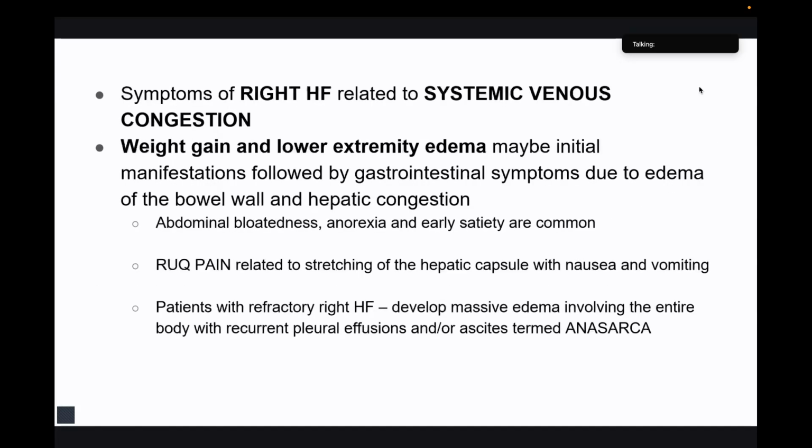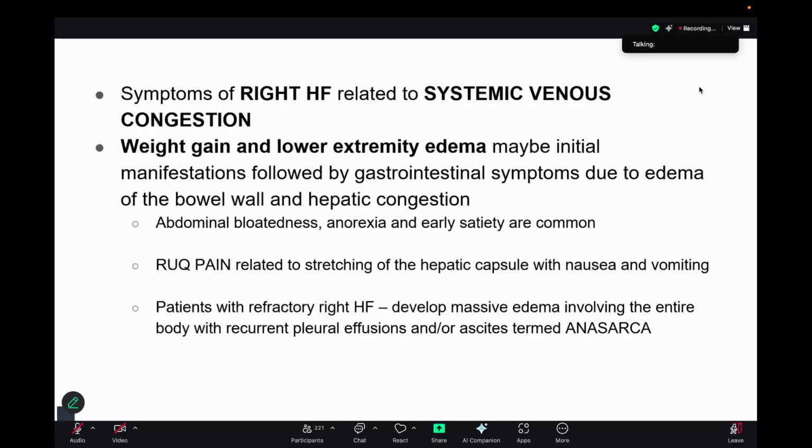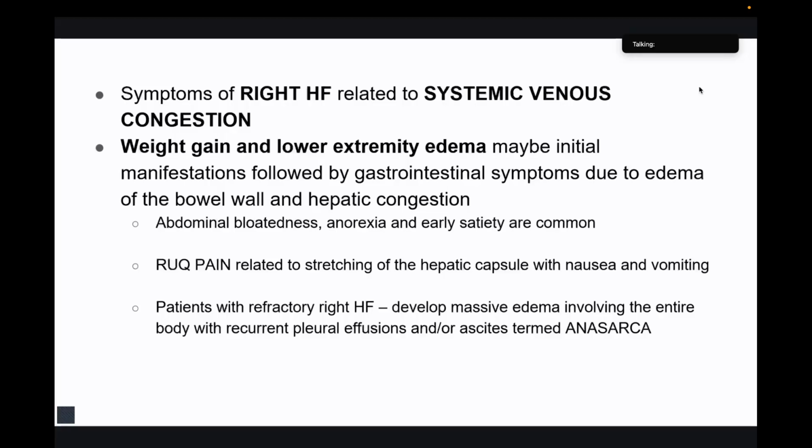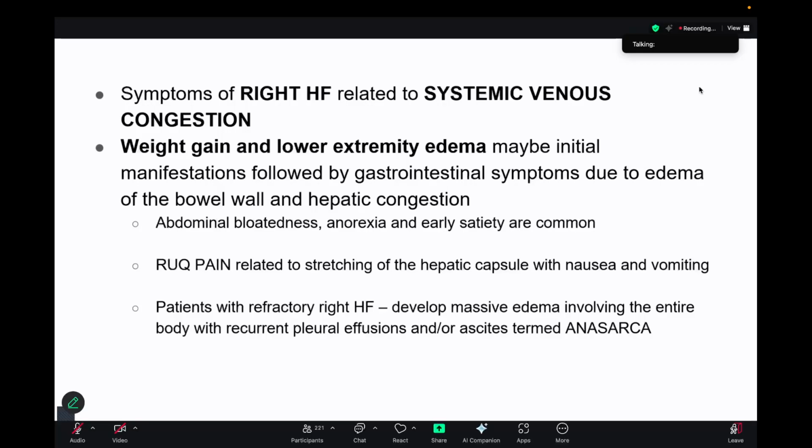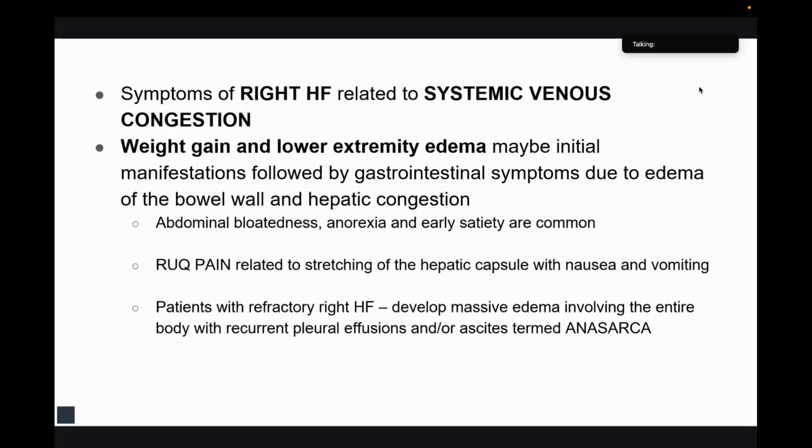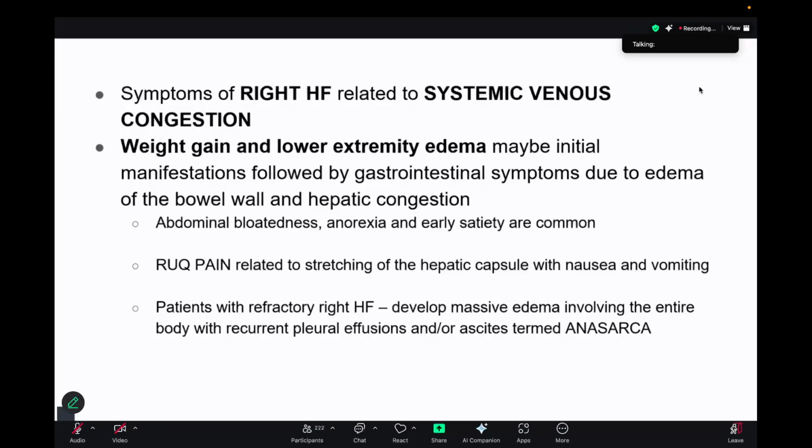What about symptoms of right-sided heart failure? This is related to systemic venous congestion. Usually in the history, patients may present with weight gain and lower extremity edema. This could be the initial manifestation, followed by gastrointestinal symptoms that result from edema of the bowel wall as well as the presence of hepatic congestion. The patients can complain of abdominal bloatedness, anorexia, and early satiety, which is common.